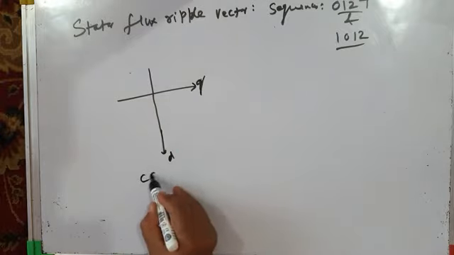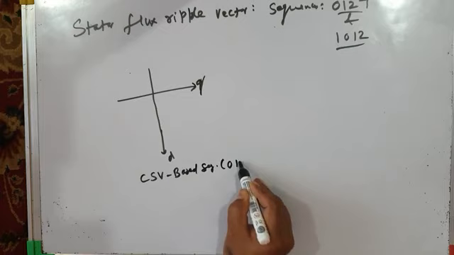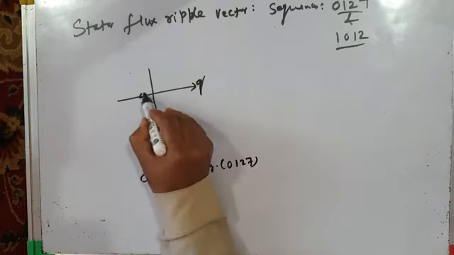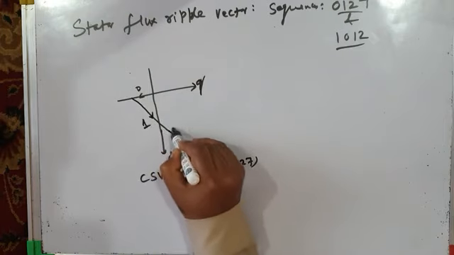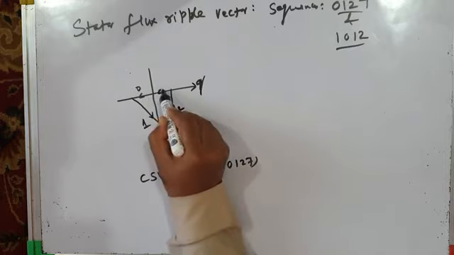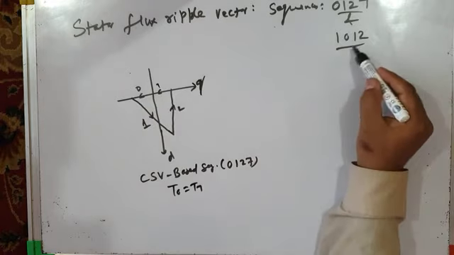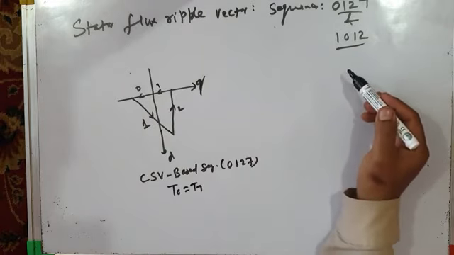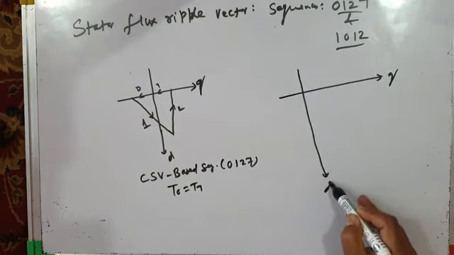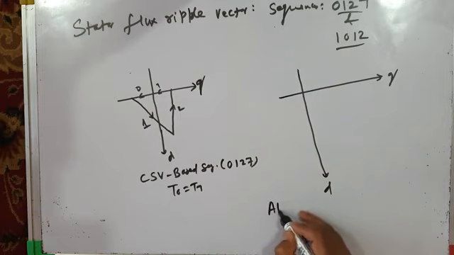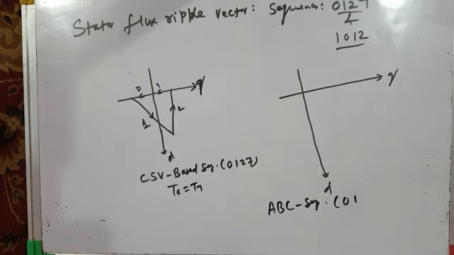If I use the conventional space vector based sequence 0127, 0 is used, then active vector 1 is used, then active vector 2 is used, and null vector 7 is used. So T0 is equal to T7 in this case. Let me now use the advanced bus clamping switching sequence 1012. This is again the Q axis and this is the D axis. I will use the advanced bus clamping sequence 1012.